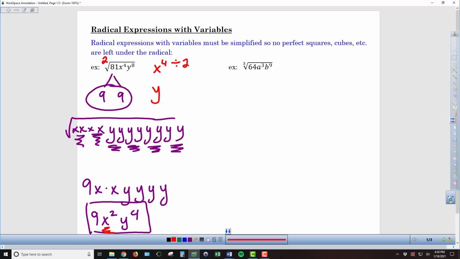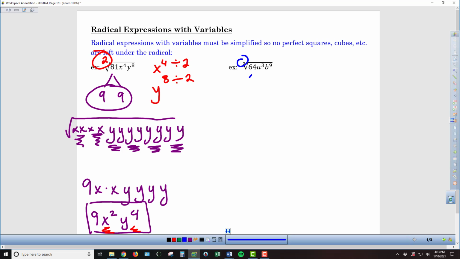In the case of y to the 8th, if I divide that exponent by 2, 8 divided by 2 is 4, and so we can see we ended up with y to the 4th on the outside. So the simplest way to simplify variables with exponents is to take the exponent and divide it by whatever root we're taking. And so then that tells us what the exponent on that variable will be on the outside of the radical. So for the second example, this time it's a cube root, not a square root.